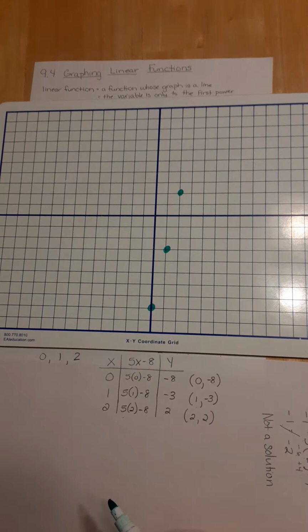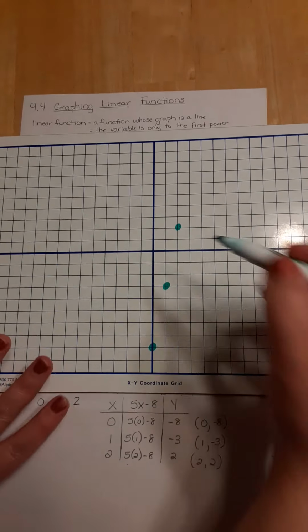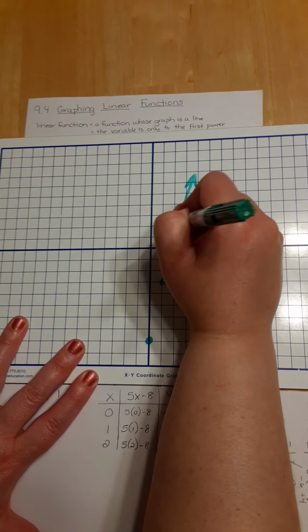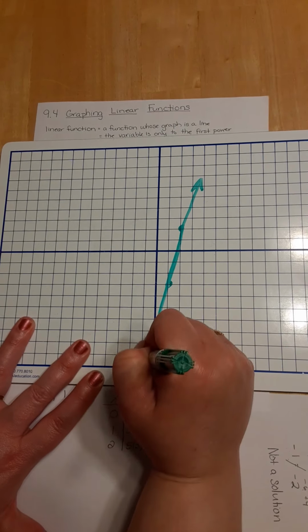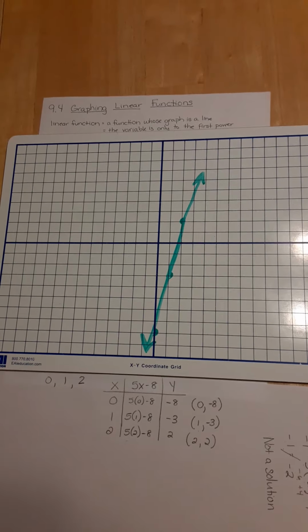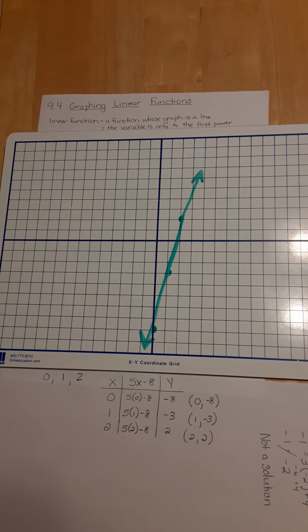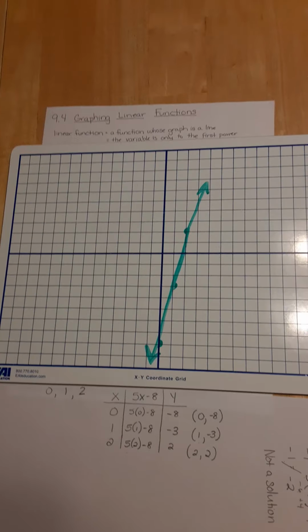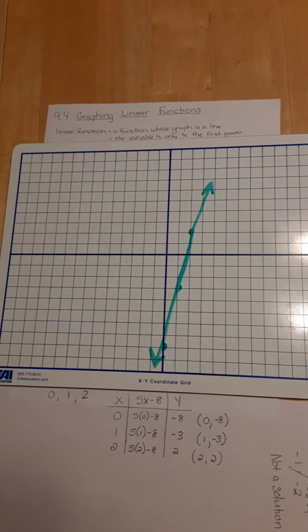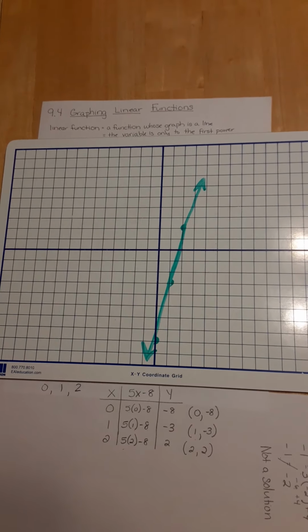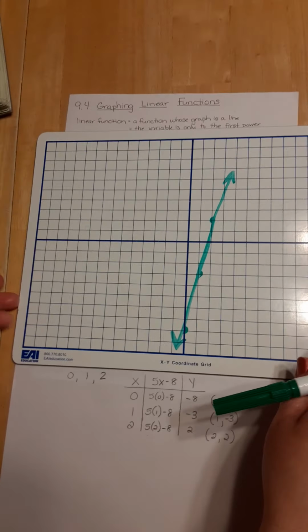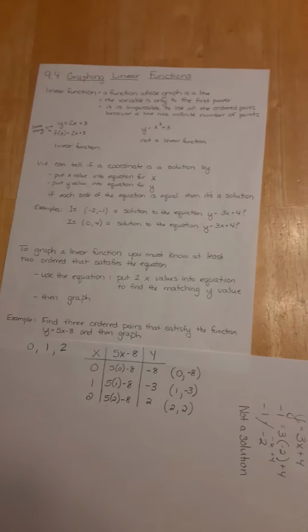Okay, now I would grab a straight edge and I would graph the line, but of course I did not grab a straight edge before we began this video, so we're going to kind of wing it there. But that is the linear function of 5x minus 8. It is supposed to be a straight line that connects those 3 points. Okay, so let's go ahead and do one last example here.